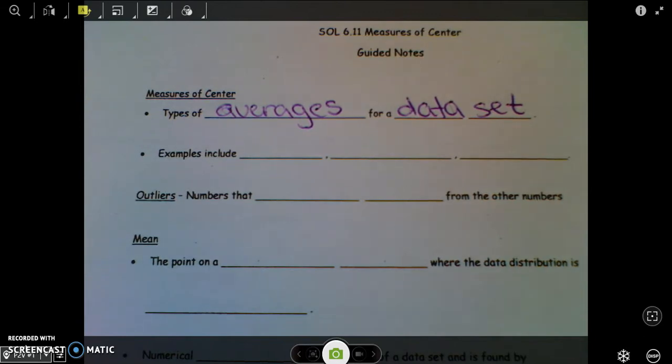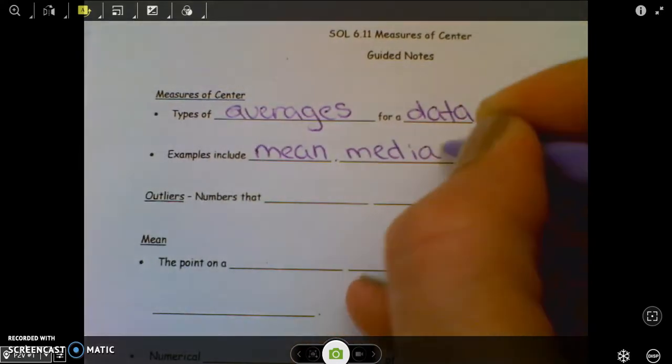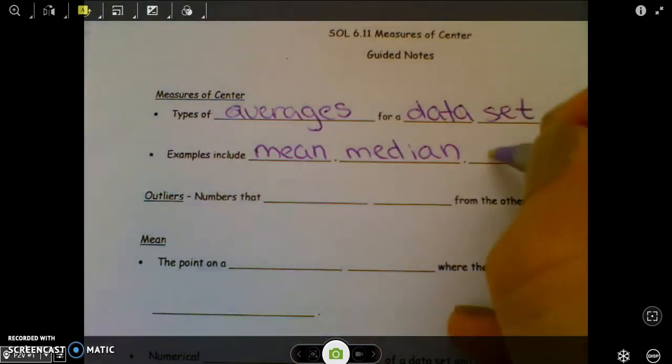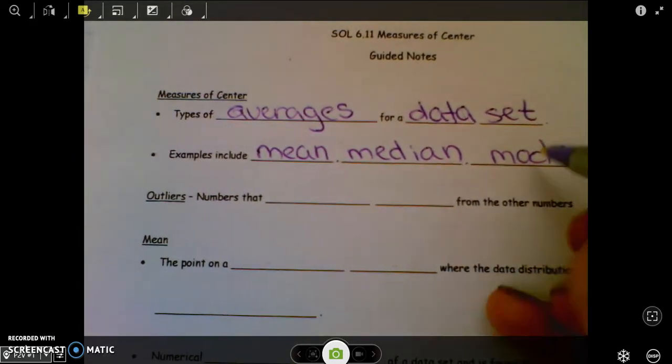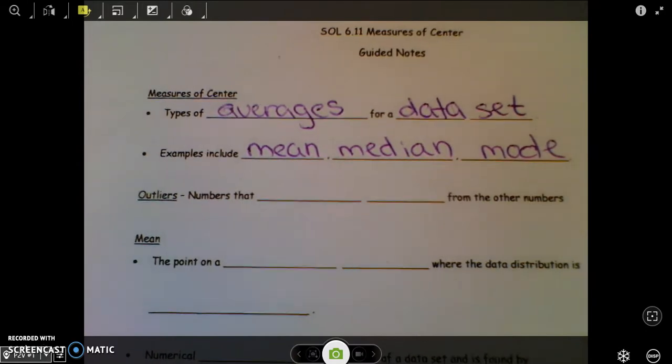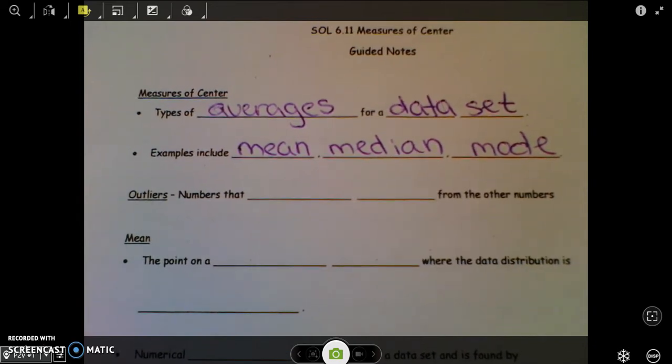Examples of measures of center include mean, median, and mode. So the 3 M's, all of these are already written down below on your paper, so you may have guessed that already. There's other vocabulary on this paper that are not measures of center, but they're words that you will see or need to understand within this unit. So mean, median, and mode, the 3 M's, are your measures of center.